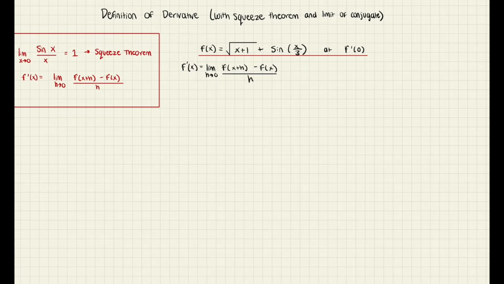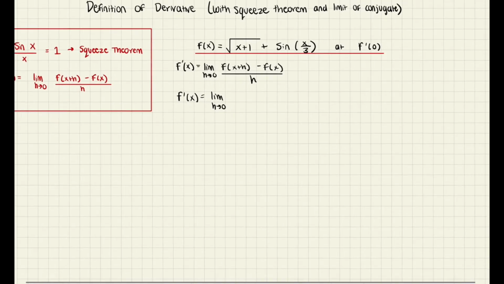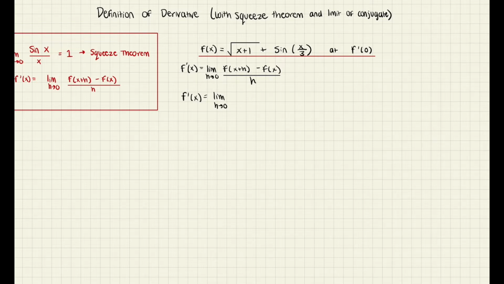So here I have written down the definition of the derivative, and we're going to write it in terms of our given equation. So f prime at x is equal to the limit as h approaches 0. And for this first term, f at x plus h, we just sub in x plus h wherever we see x in our equation. So our first term is going to be square root of x plus h plus 1, plus sine of x plus h over 3.